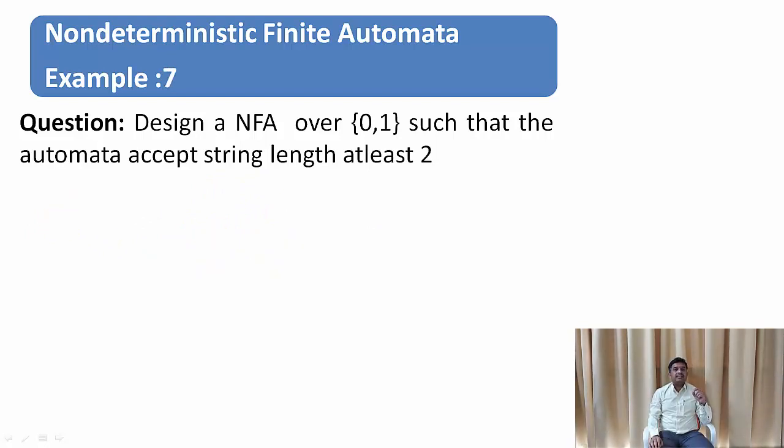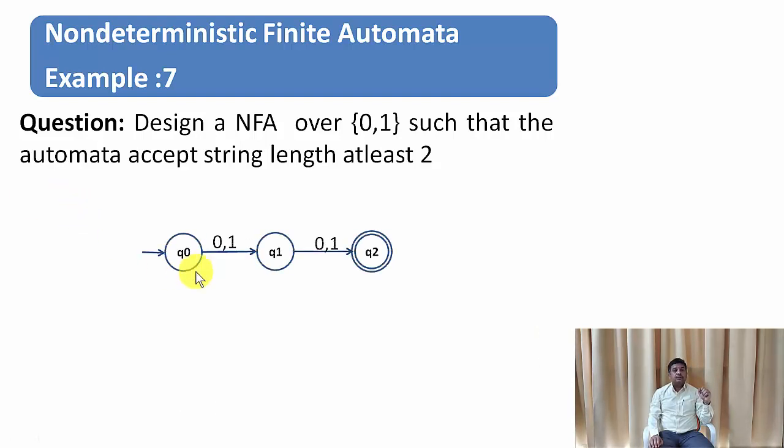Let us discuss one more example. Design an NFA over 0 and 1 such that the automata accepts string length at least 2. So the minimum length it should accept is 2. So minimum string length will be 2, and after that anything may appear. So you can realize this problem also.